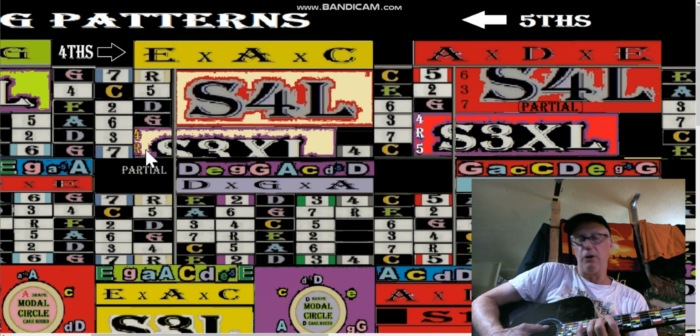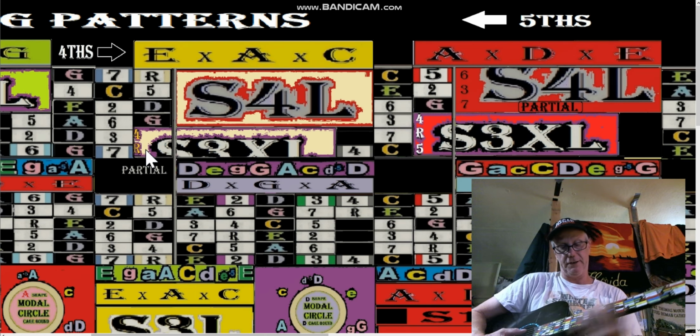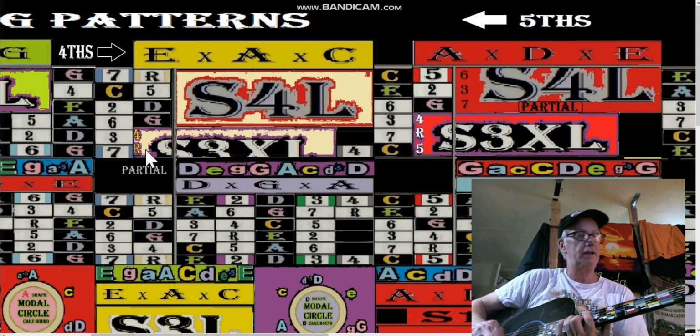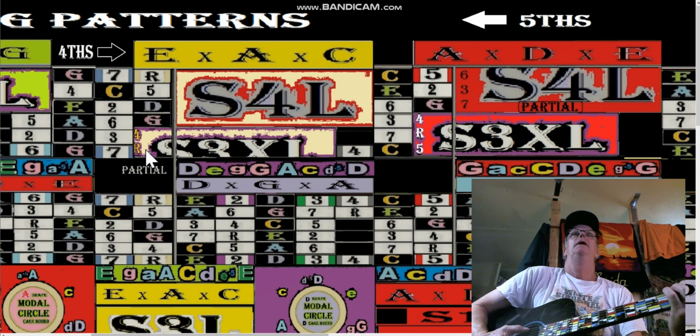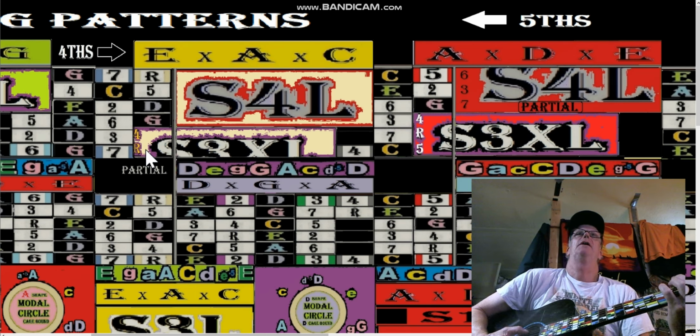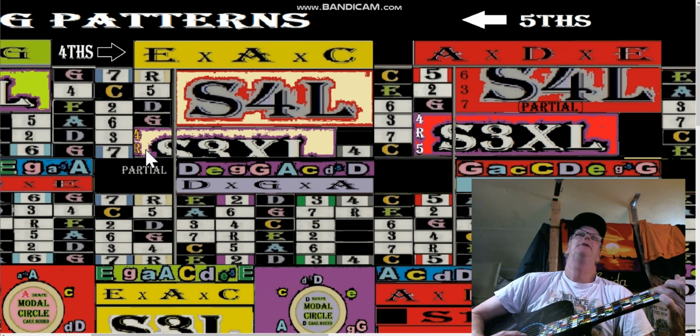And remember, you're always going to start the long pattern on the bar. So for the E, I could play it down here, an octave down. This is my octave. So we've got the top part of an S3XL, and then into an S4L.